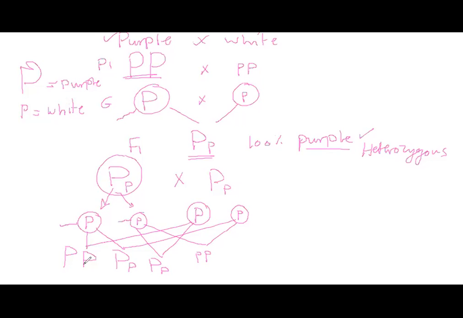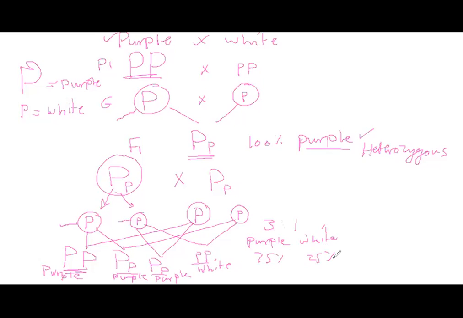So tell me, what is the phenotype of this one? Purple or white? Homozygous purple. So this one is purple. And this one? Heterozygous purple, that's purple also. And this one, purple. What about this one? White. So actually the ratio, as Mendel said, is 3 purple to 1 white, which represents 75% to 25%.